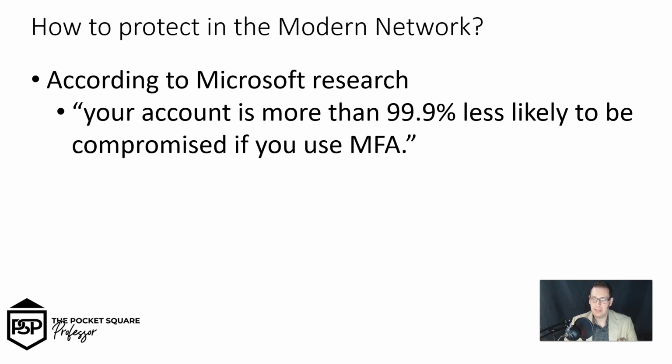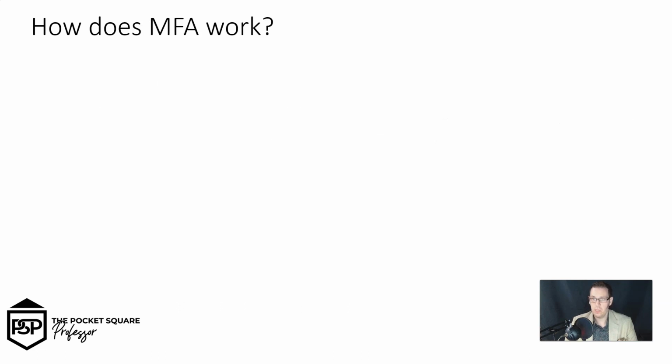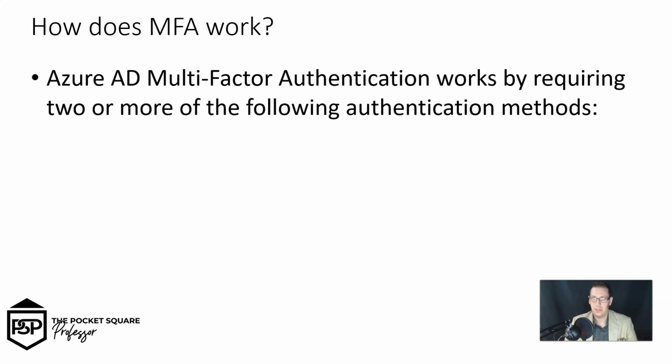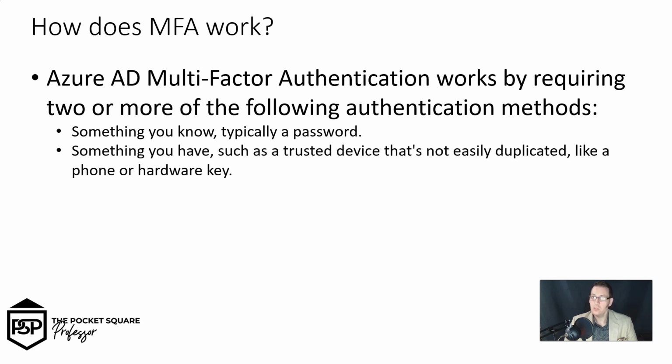So let's take a step back here. How does MFA truly work? Well, again, this is straight from Microsoft: authentication is coming by requiring two or more of the following authentication methods. First, something you know, typically a password. So again, we all have passwords. Something you have, a trusted device that's not easily duplicated: a phone, a hardware key. So this is something like a FIDO key or, again, a phone, an app on our phone.